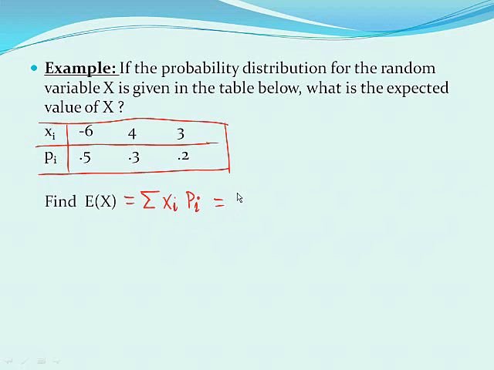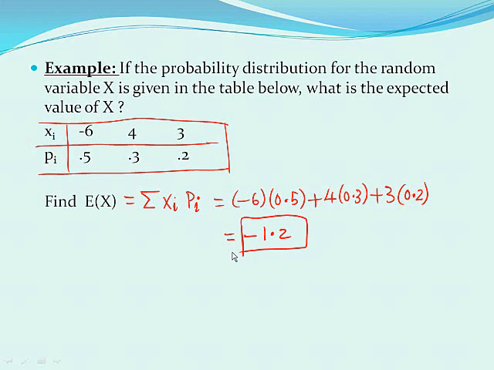So this will come out to be negative 6 multiplied with the corresponding probability 0.5 plus 4 multiplied with the corresponding probability 0.3, 3 multiplied with the probability of x equal to 3, which is 0.2. If you add them together, we will get negative 1.2, which is the expected value of the random variable x.